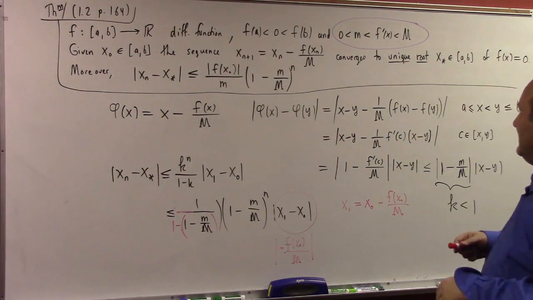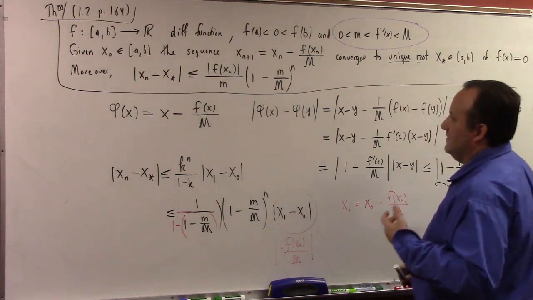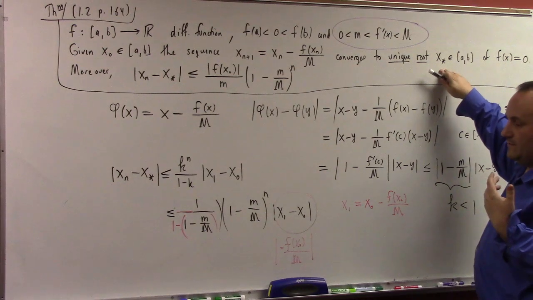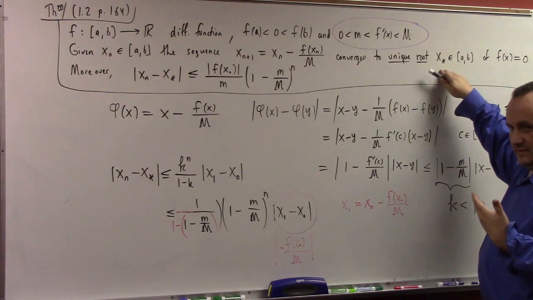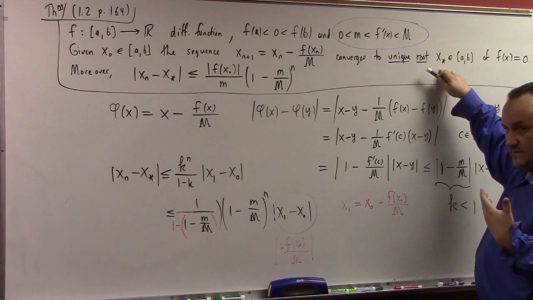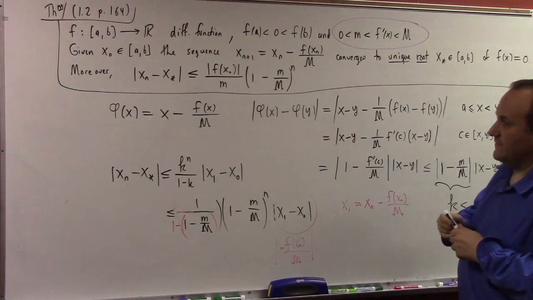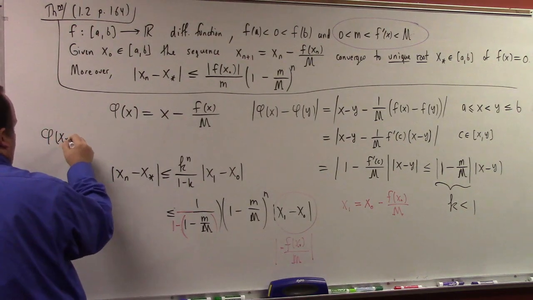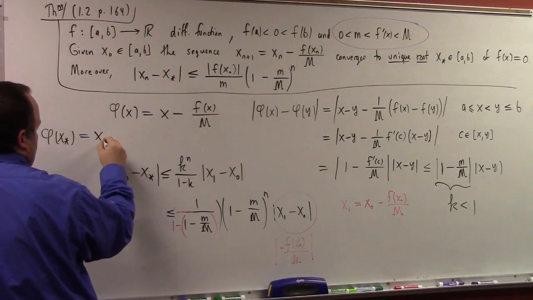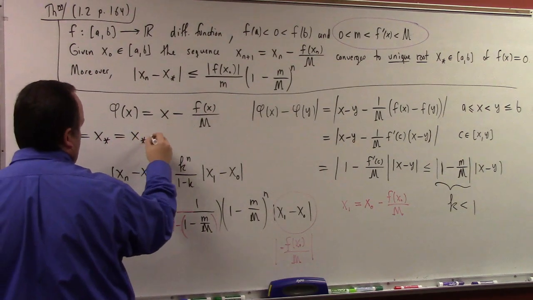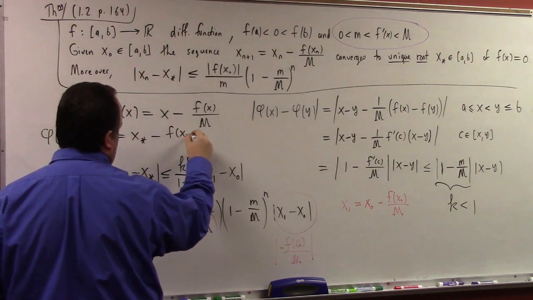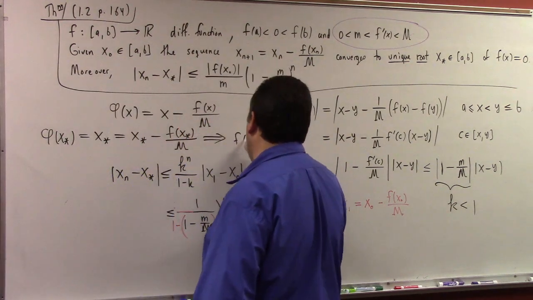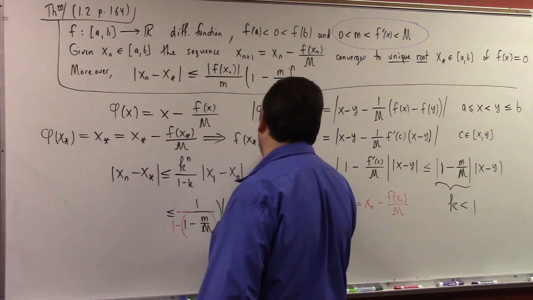Last thing. I claimed that the fixed point of the iterate is the root. Is that clear? See what happens here? When we have phi of x star equals x star, which is equal to x star minus f of x star over m. What does that tell you? That tells you f of x star must be equal to 0.